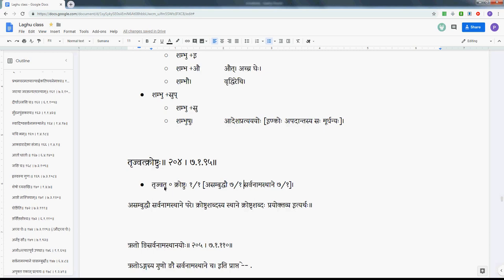Chakara, Trich is a pratipadika. Kartru. So the chakara is by Halantyam. This jakara is due to sandhi. Trijvat is Trichvat. So I'll put in brackets Trich pratyayanta. Pratyayanta shabdah, or pratipadika. Let's say Trich pratyayanta pratipadikam.